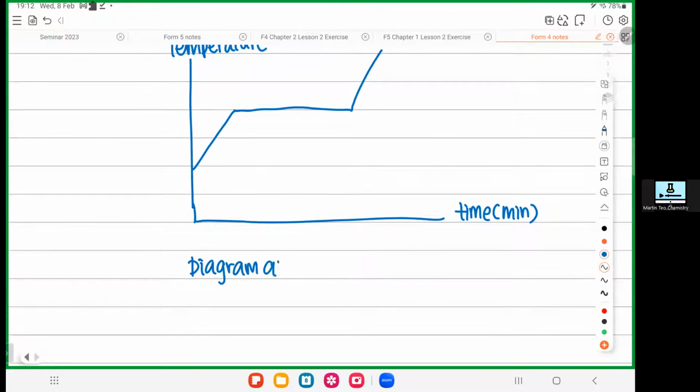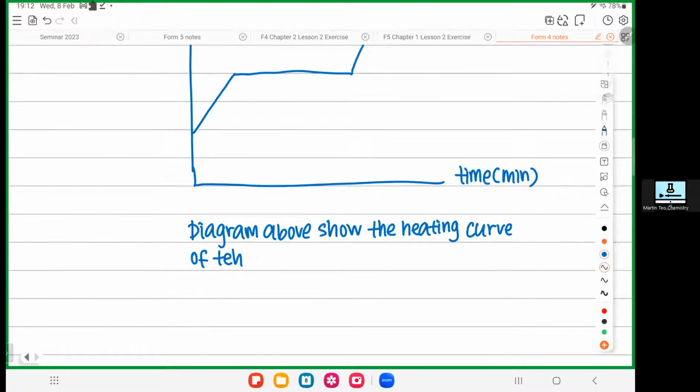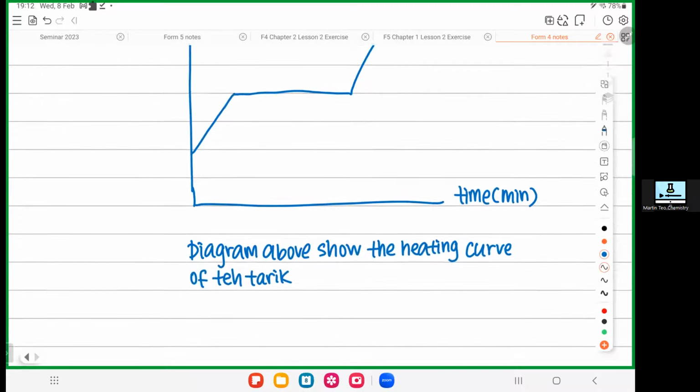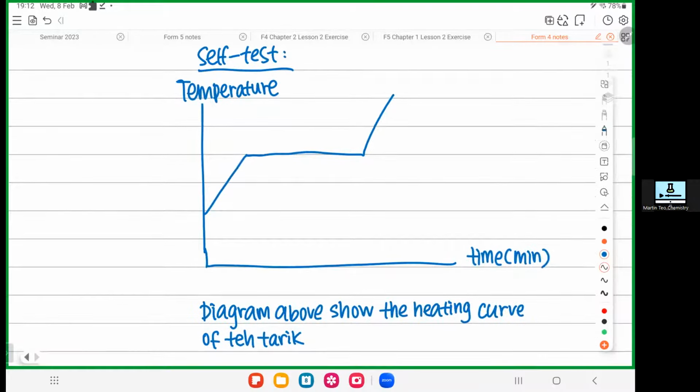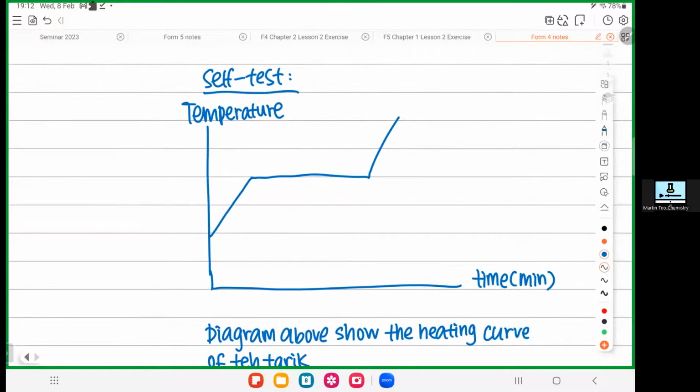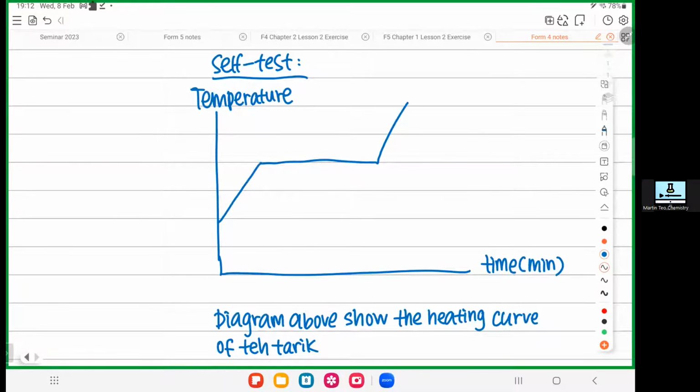The diagram above shows the heating curve of, let's say, teh tarik. This is the heating curve of teh tarik, just an example. Let's say this is called T1, time number 1. This is time number 2, which is here. This is time number 3. And this is time number 4.